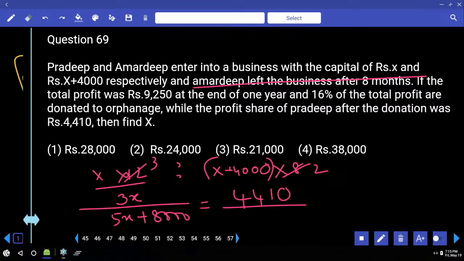4410. What is the profit divided by both these persons? Both of these persons, that is not 9250, that is only 84% of 9250, isn't it?